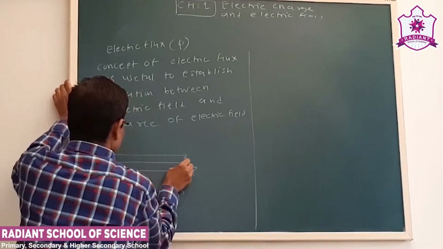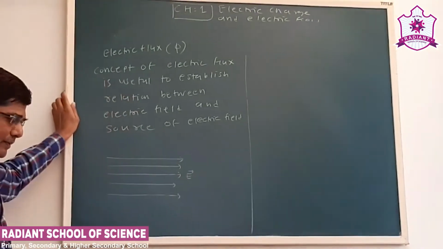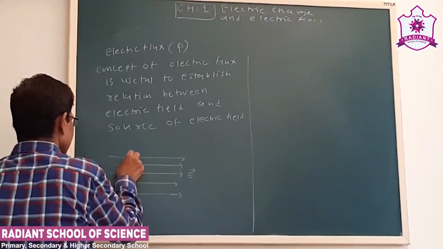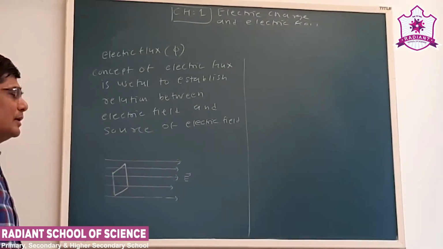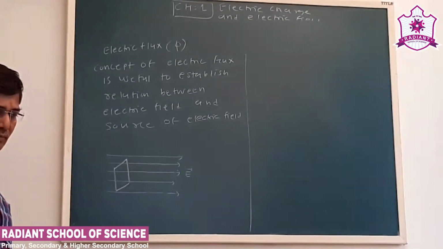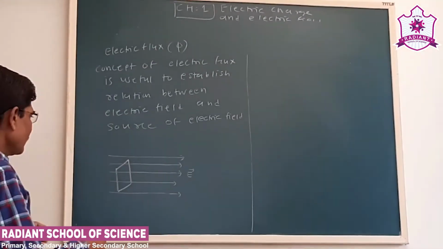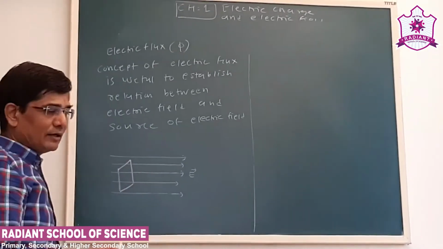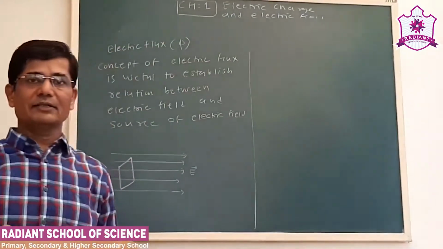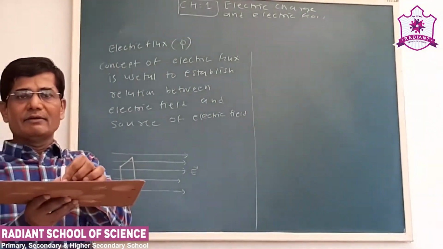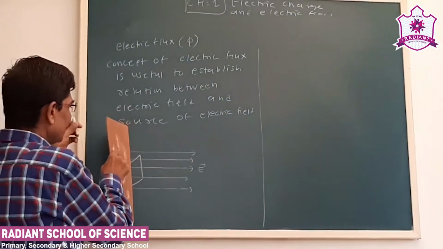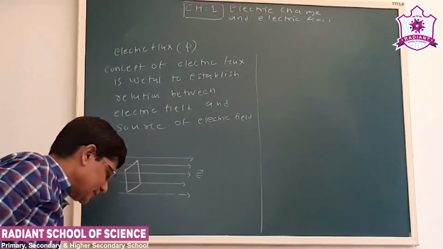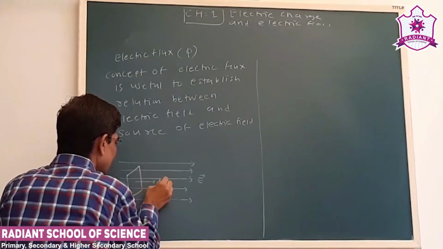Now, let us say this is a uniform electric field. You know, it is represented by parallel equidistant lines. Suppose we have a surface like this. Now, remember the area vector. This will be useful in some other lessons also. Remember, area vector is always perpendicular to the surface. Let us say this is a plane surface, area vector will be like this. The area vector is represented by A, that will be perpendicular to the surface.